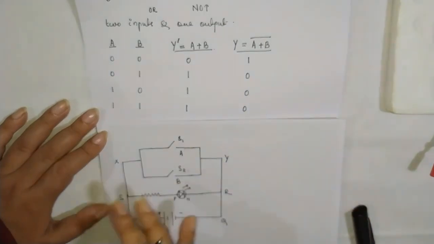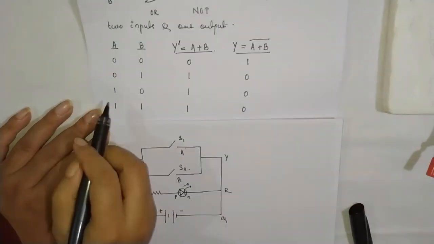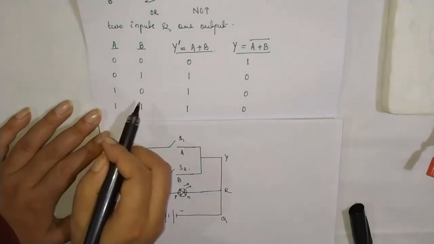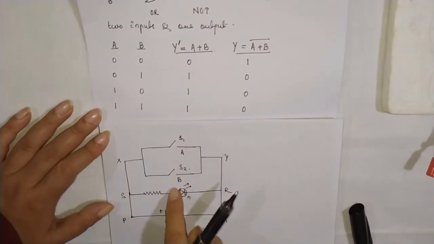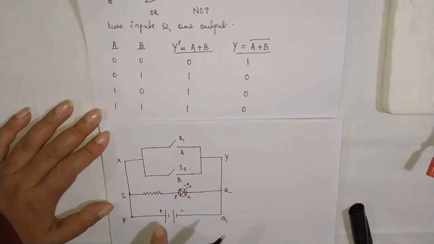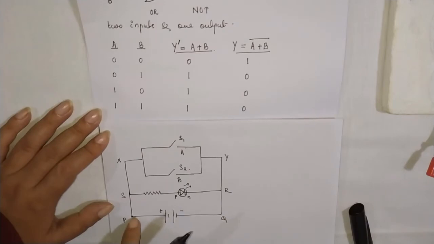Now you see the next thing that we are going to prove. What is the next thing? 1, 0. The condition is 1, 0. It is the same thing. That means the upper switch will be closed and the lower one, the switch B or second switch, is going to be open. That means the current is going to flow across P, X, S1, Y, Q, P.